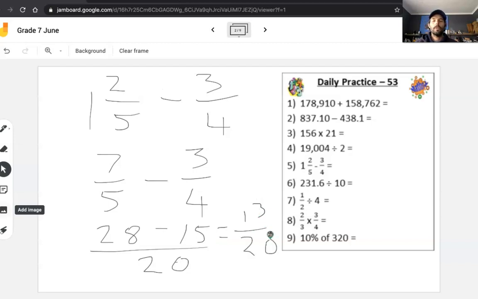And that's as simple as that answer gets. Okay? Right, let's move on to question 6, which is the division of a number by a multiple of 10.